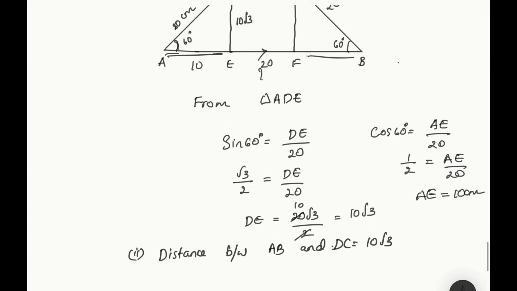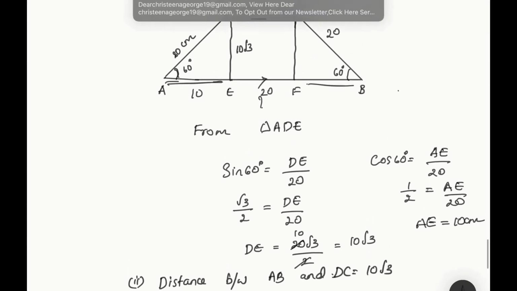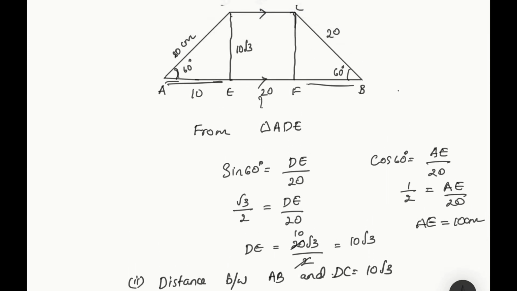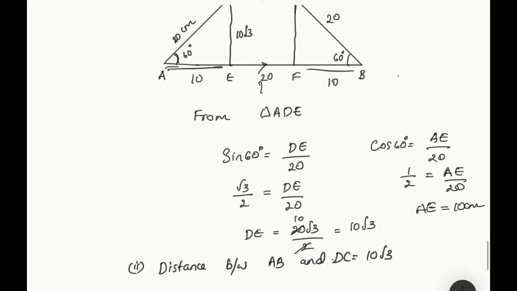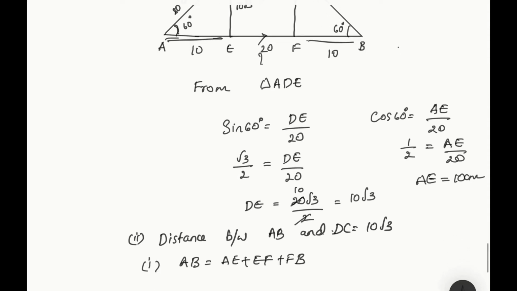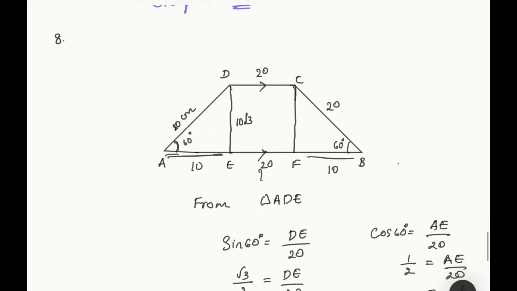So if you get AE as 10 centimeter, what will be FB? You're getting the same triangle here, right? FB is also 10 centimeter. So what is AB equal to? AB is equal to AE plus EF plus FB, that is 10 plus 20 plus 10, that is equal to 40 centimeter. Okay, hope it's clear to you all.